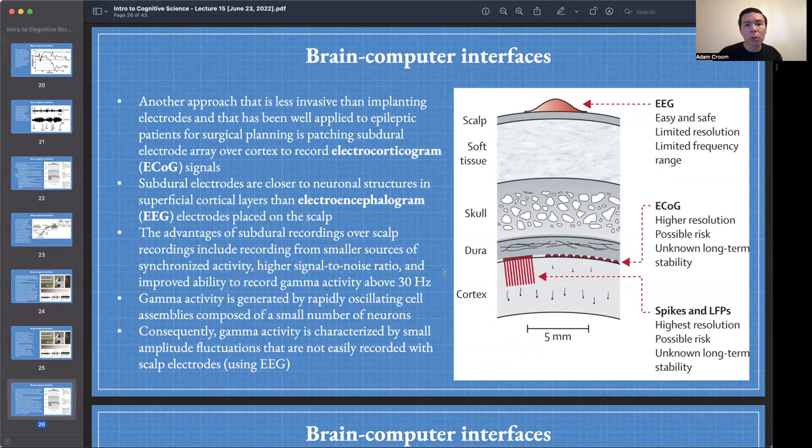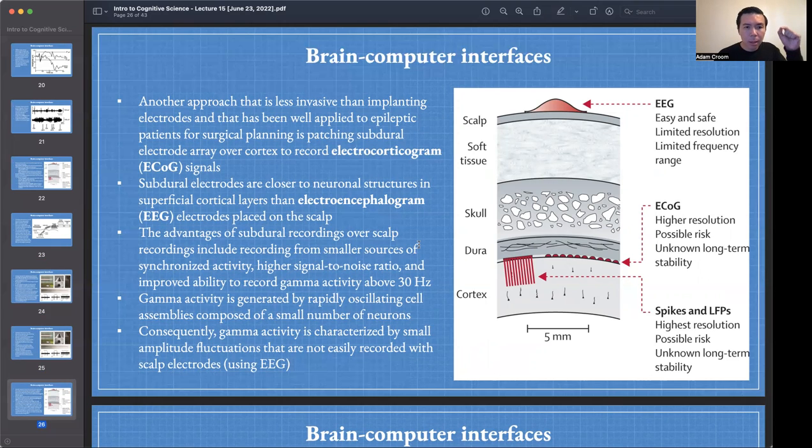But with ECoG signals, we have subdural electrodes, which are closer to the neuronal structures in superficial cortical layers than EEG. Compared to EEG, our ECoG is able to record signals closer. The advantages of subdural recordings over scalp recordings include recording from smaller sources of synchronized activity, higher signal to noise ratio, and improved ability to record gamma activity above 30 hertz.